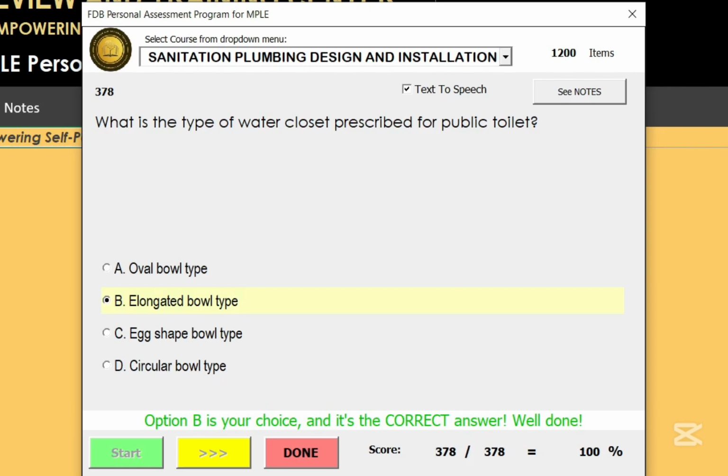Option B is your choice, and it's the correct answer. Well done.